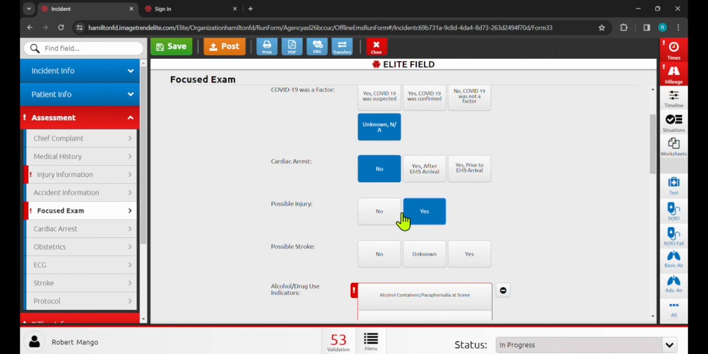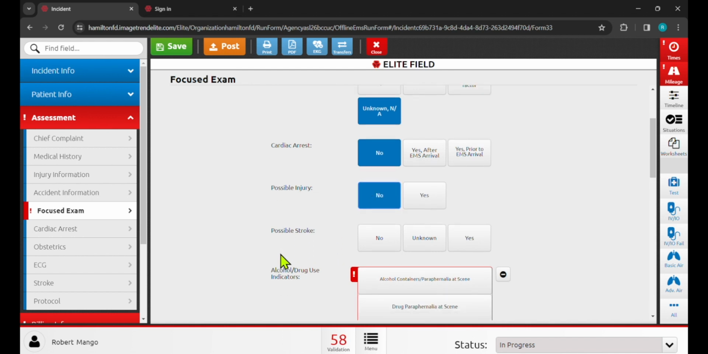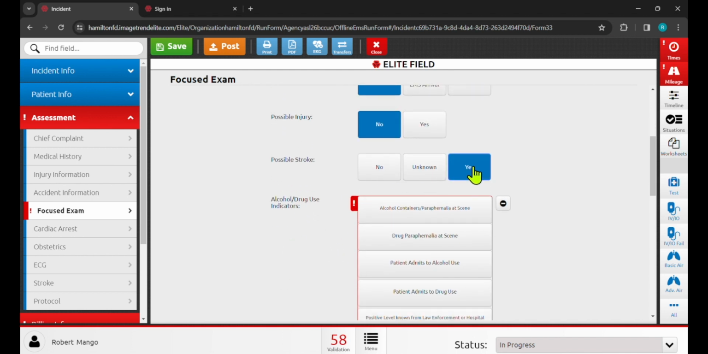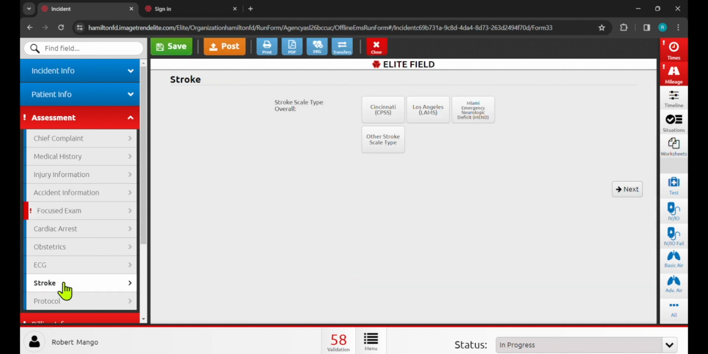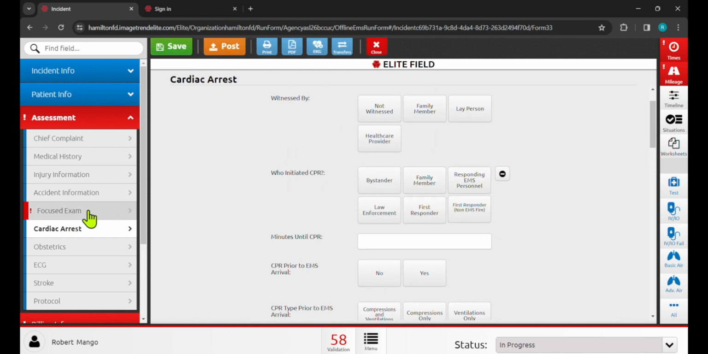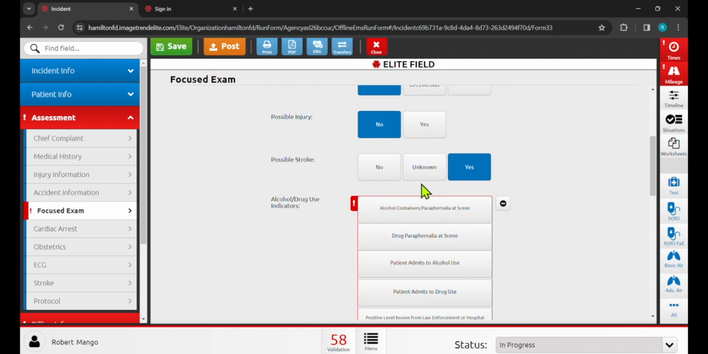Again, highlighting the injury tab. Was there a stroke? And there is this little area for a stroke. Notice it did not turn red. To me, that is just an oversight in the formatting right now, and we will look into getting that fixed, because it does make sense that if I say there was a stroke, it should make me fill out stroke information.